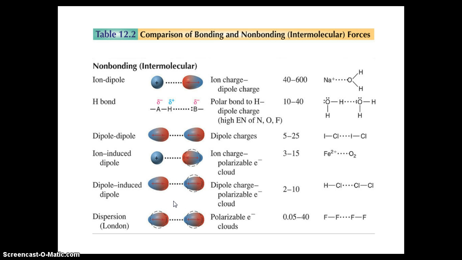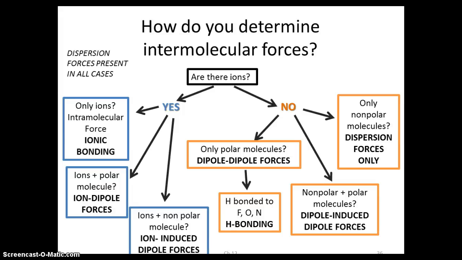The last type is dispersion, which is also called London forces, and that's between two nonpolar molecules. It's also important to note that dispersion forces are actually present in all cases. So how do you actually determine what intermolecular forces there are? So I made this chart. Again, I don't really like the one in the textbook.